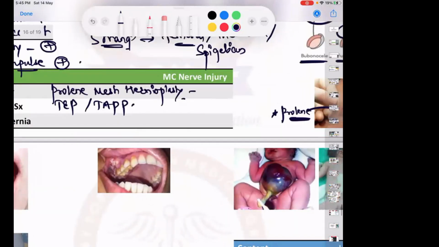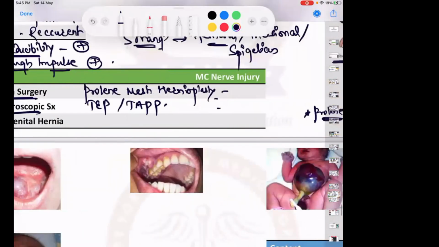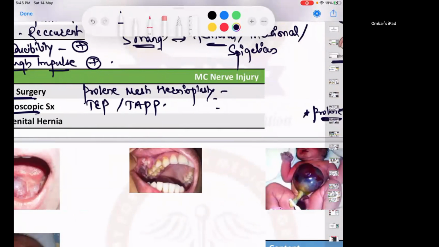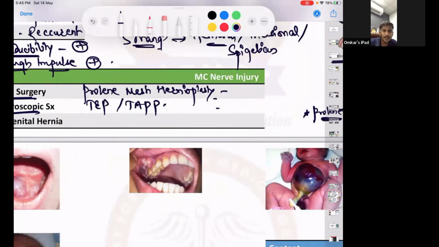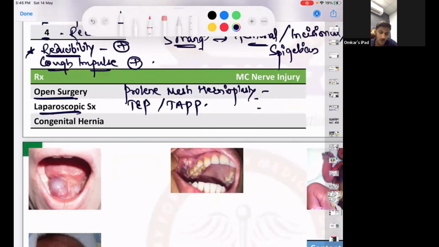Please tell me the most common nerve injured in cases of open surgery and laparoscopic surgery. Quickly. I'm not able to see your answers. I'm not sure why, or you are not answering. Most common nerve injured in cases of open surgery or laparoscopic surgery.